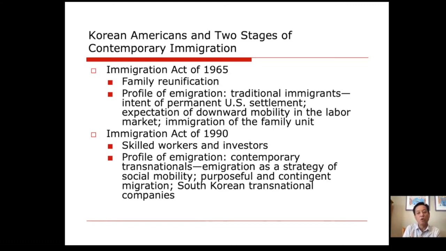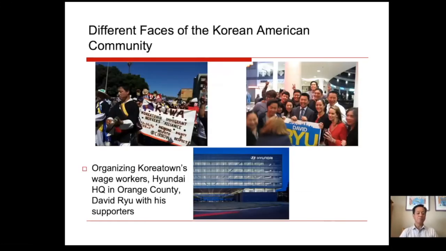And so for Koreans who were producing large numbers of engineers and doctors and scientists, and who were buoyed by the economic boom in Korea, the Immigration Act of 1990, rather than restricting them, gave them this other avenue of migration into this country, okay? Different faces of the Korean American community, I think, reflect those realities, right? Here, one photo is from the Koreatown Immigrant Workers Alliance. There are a number of Korean Americans who are working class, who live in poorer communities, who must work in low wage, dead end ethnic economy jobs.